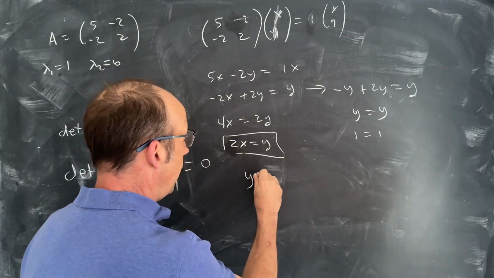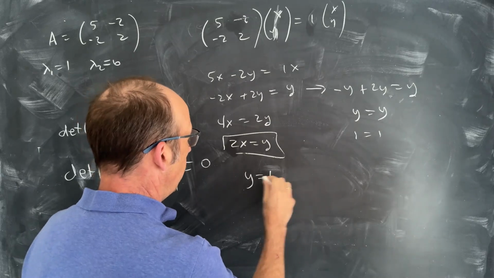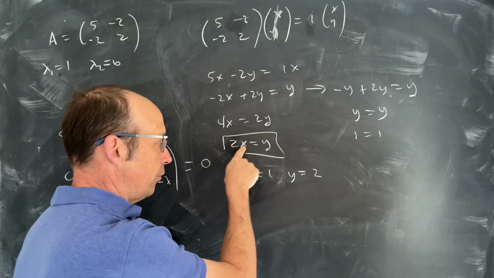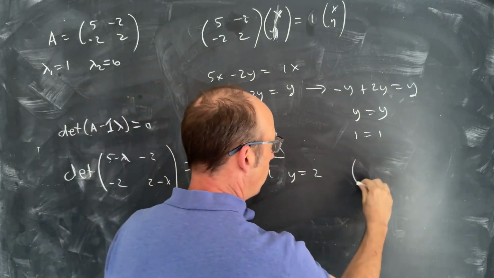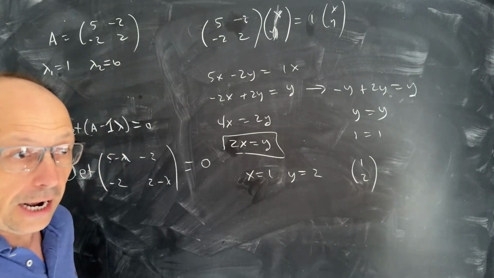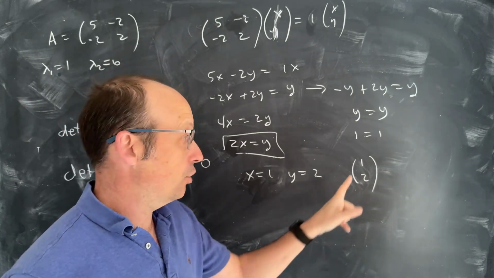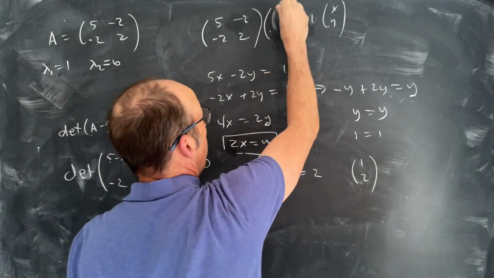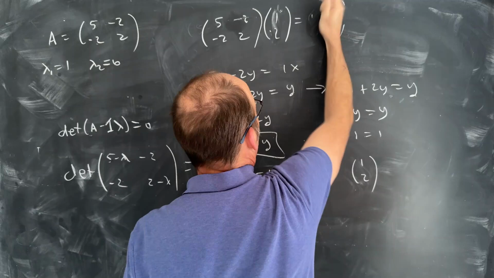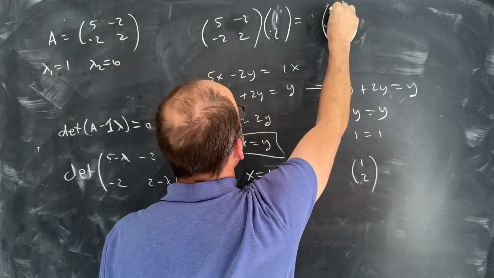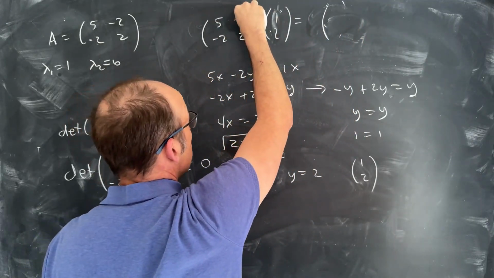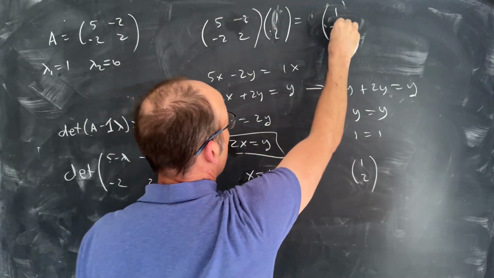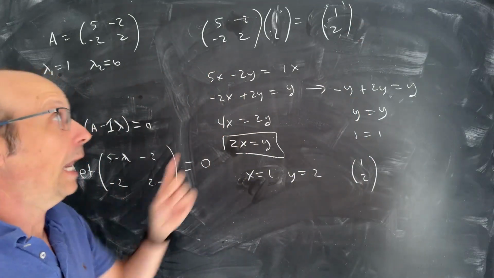So if I say x equals 1, y equals 2, that works. So the vector 1, 2 should be an eigenvector. That means if I operate this up here, I should get the same thing. So if I replace this with 1, 2, then what do I get? I get the vector 1 times 5 minus 4 is 1, and negative 2 plus 4 is going to be 2. I actually get the right thing. It worked, and I have the right eigenvalue of 1.